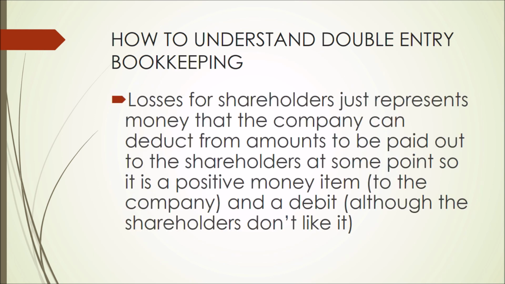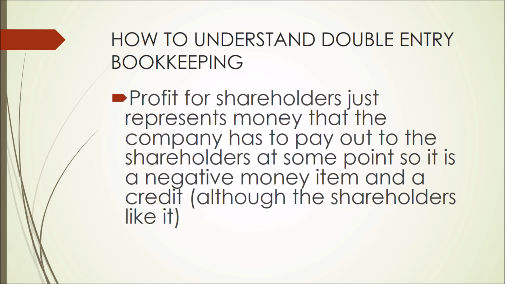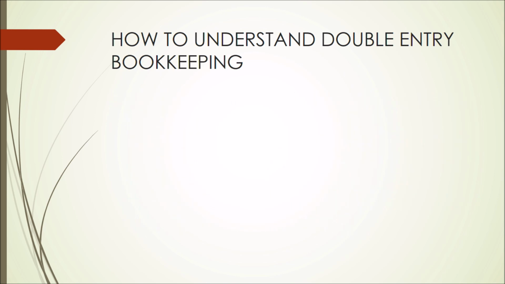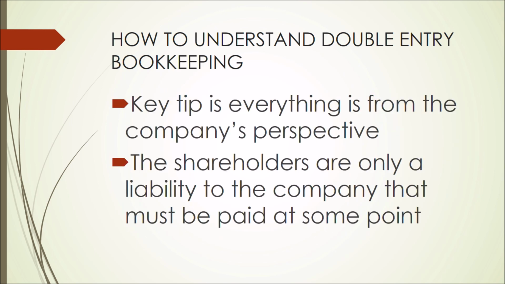And losses, that just represents less money that I have to pay over to the shareholders in the future. So losses might be bad from the shareholders' point of view, but from the company's point of view, all they represent is less money that I have to pay over to shareholders in the future, so a positive position. And so as a consequence, sales are negative money items and expenses are positive money items. That's it. So the key tip there is you've always got to keep things from the company's perspective.